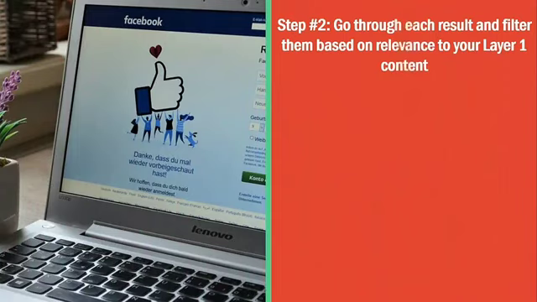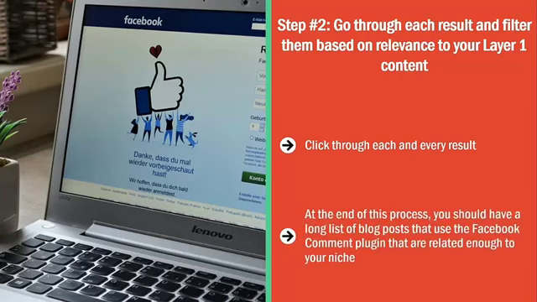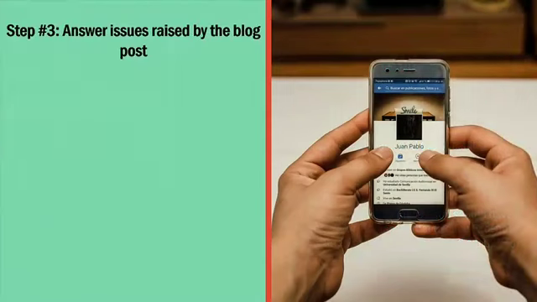Step number 2. Go through each result and filter them based on relevance to your Layer 1 content. Click through each and every result. Read each post. Does it make sense to comment on this post and refer to your Layer 1 content? Is there a strong enough connection? If the answer is yes, then copy and paste that result to a separate file and keep filtering your results. At the end of this process, you should have a long list of blog posts that use the Facebook Comment plugin that are related enough to your niche. Given this topical similarity, it's easier to post your link on your responses to these posts. Step number 3. Answer issues raised by the blog post.